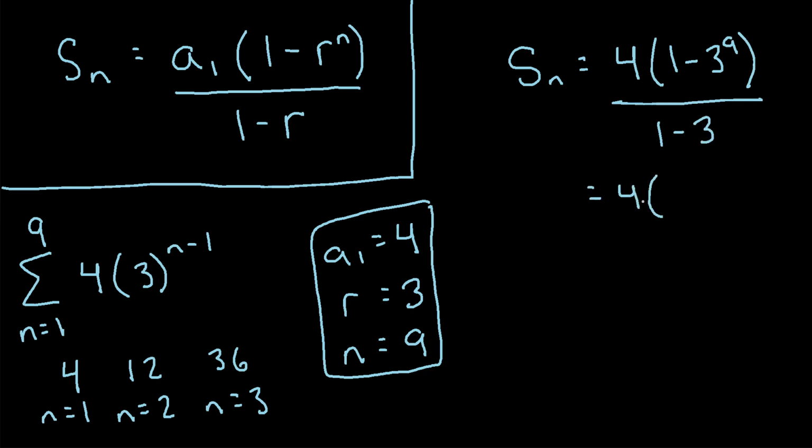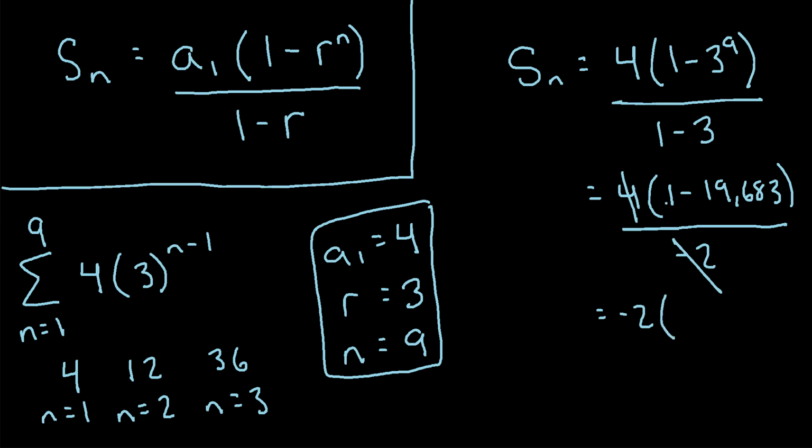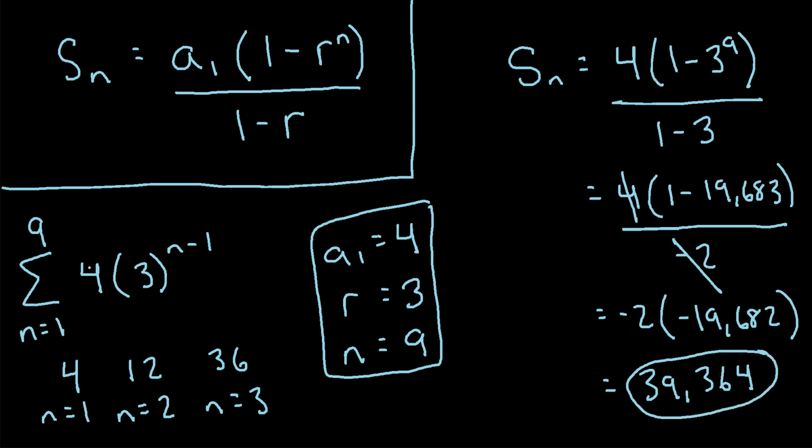So we get 4 times 1 minus 3 to the 9th. 3 to the 9th, if you punch that in a calculator, is 19,683. So we have 1 minus 19,683, and then we have that divided by 1 minus 3, which is negative 2. We'll notice we can do 4 divided by negative 2 and just reduce this to negative 2 times 1 minus 19,683, which is negative 19,682. And if you multiply these two values together, you get 39,364. So that is the sum of the 9 values in this geometric series.